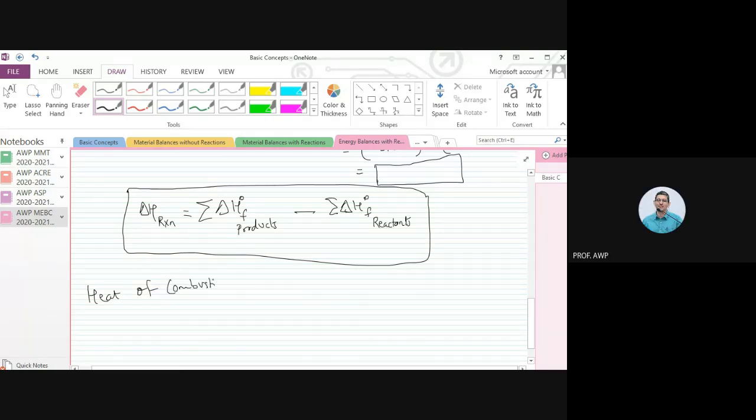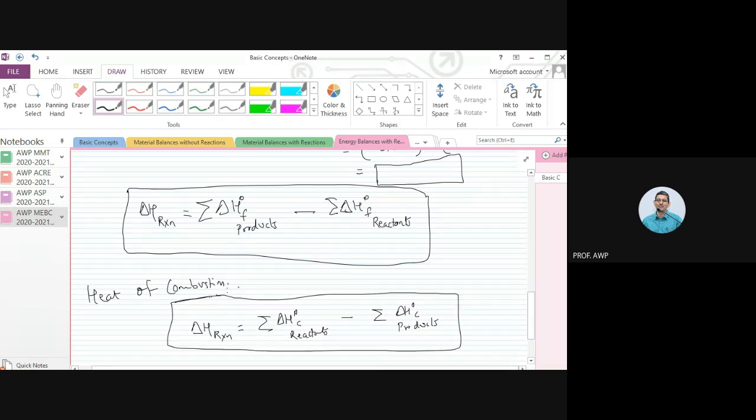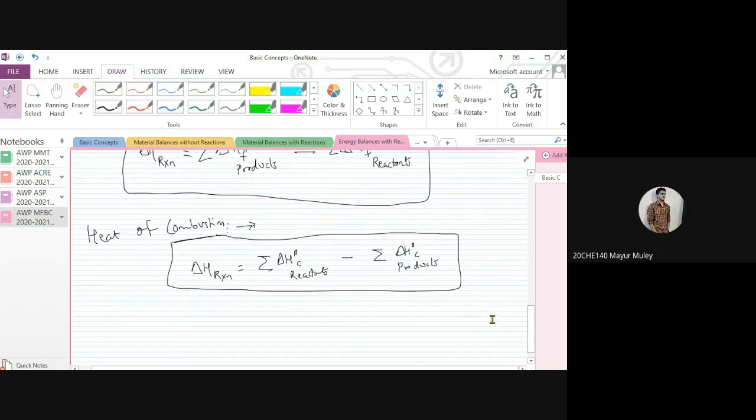Or heats of combustion, if I write. Heat of reaction, I can write in terms of heats of combustion: the standard heats of combustion for all the reactants minus the standard heats of combustion for all the products. Do you agree with this? We had also seen this in your 11 standard and 12 standard. Yes, no? Yes, sir. Okay, so we will stop here for the day.